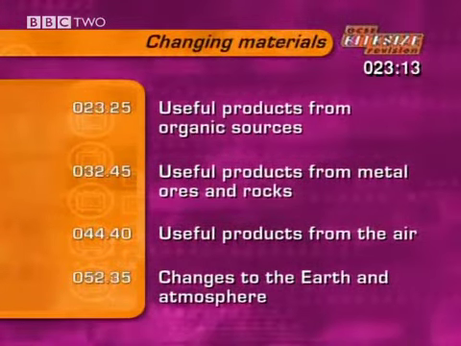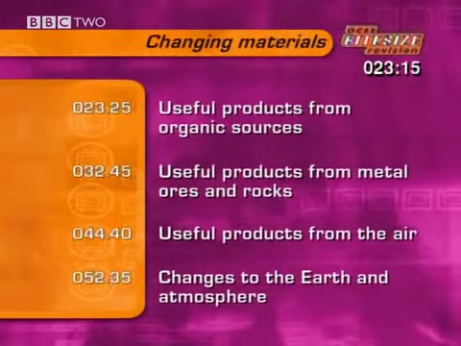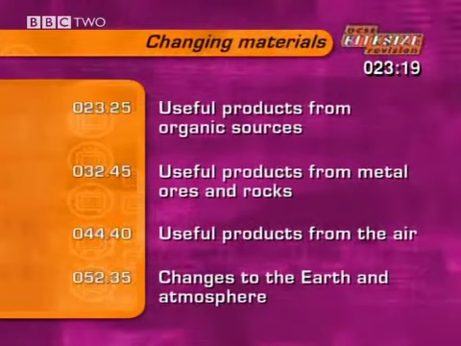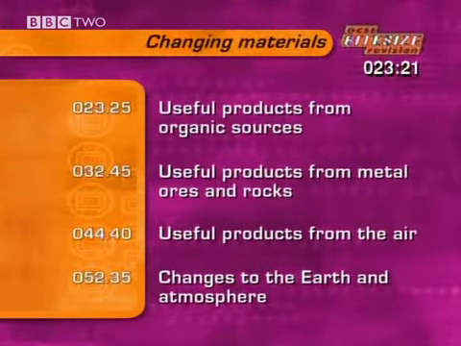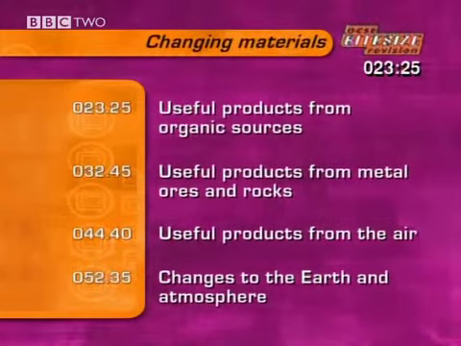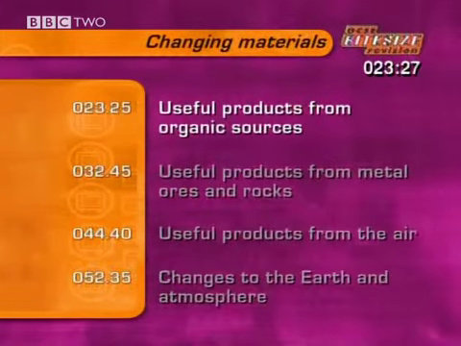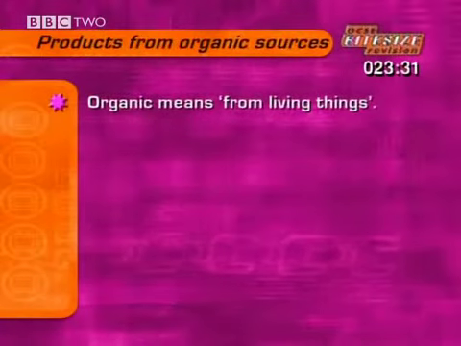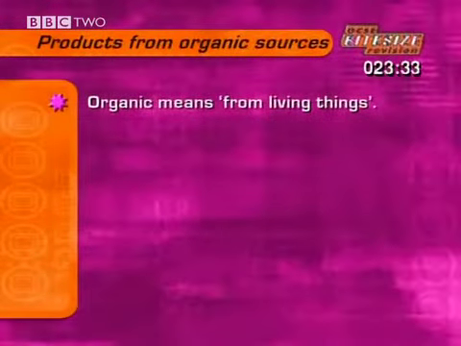It covers useful products from organic sources, useful products from metal ores and rocks, useful products from the air, and changes to the earth and atmosphere. First, useful products from organic sources. Organic means from living things.